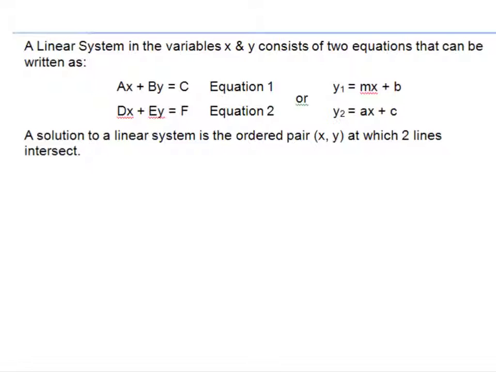Okay, so this part of your notes right here, very important. A solution to a linear system is the ordered pair x and y at which the two lines intersect. Now, we're going to talk about several different ways to find your x and y's, but today we're going to focus on one particular way, which is just graphing.